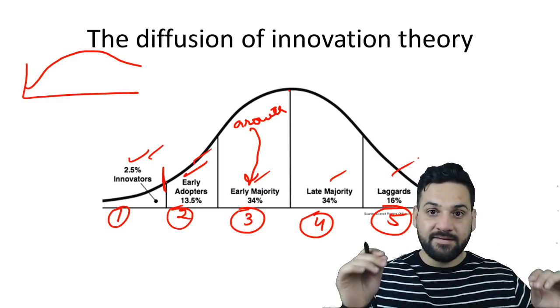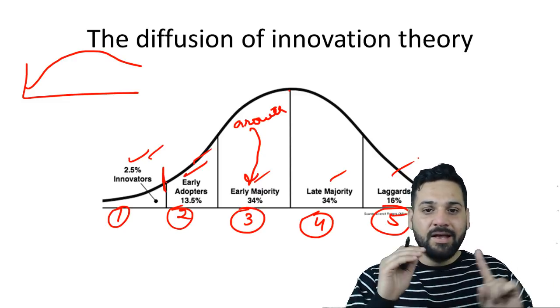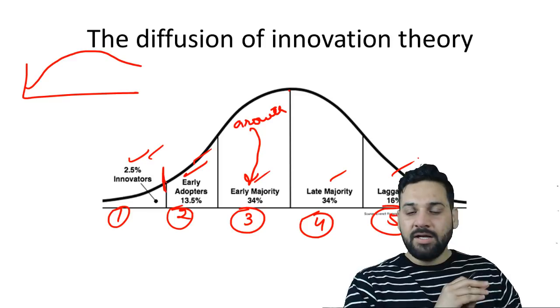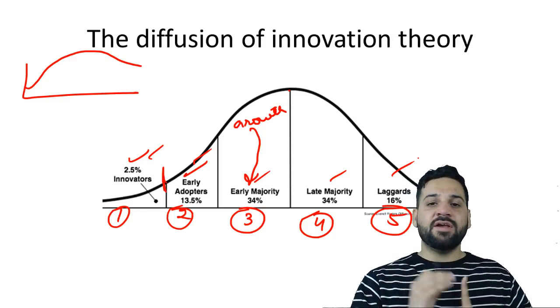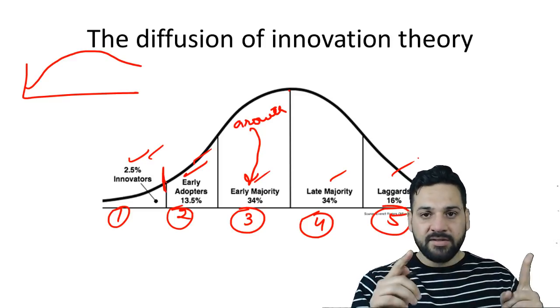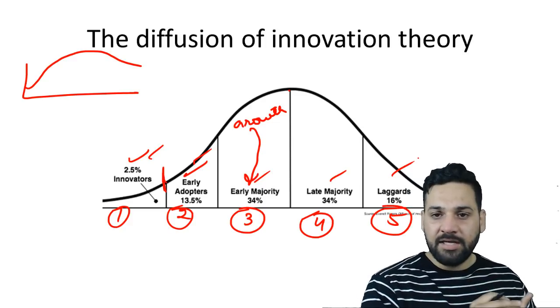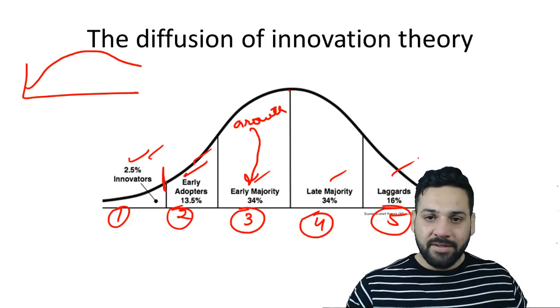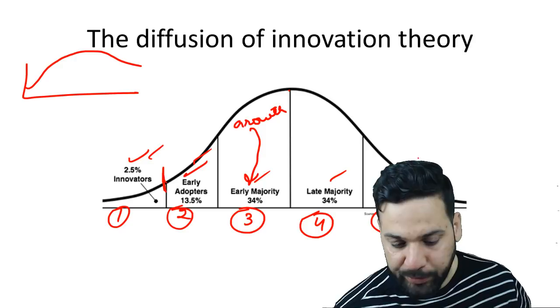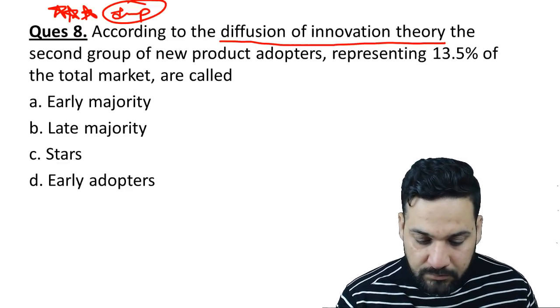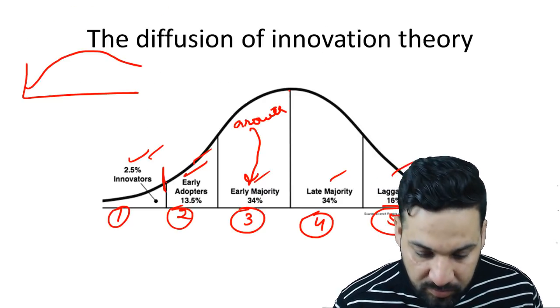Why I'm repeating this? Because I want you to remember the words. Innovators in the beginning, 2.5%. 13.5% early adopters, remember this, then early majority, then late majority, then laggards. Remember this, mind mein bitha lo, bahut important hai. I said innovators na, to innovators.